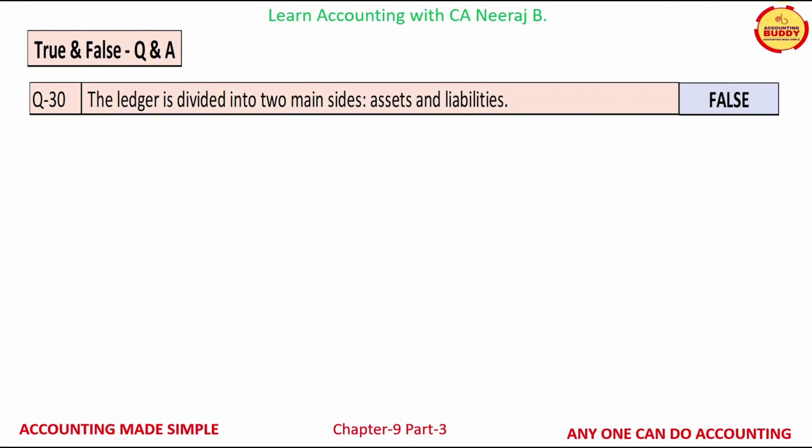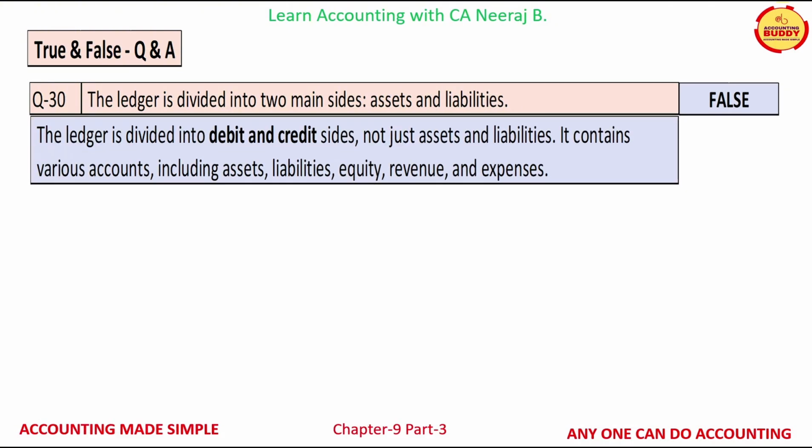This is a false statement. The ledger is divided into debit and credit sides, not just the assets and the liabilities. It contains various accounts including assets, liabilities, equity, revenue and expenses.